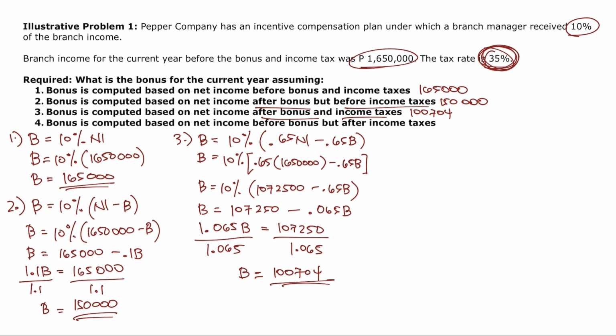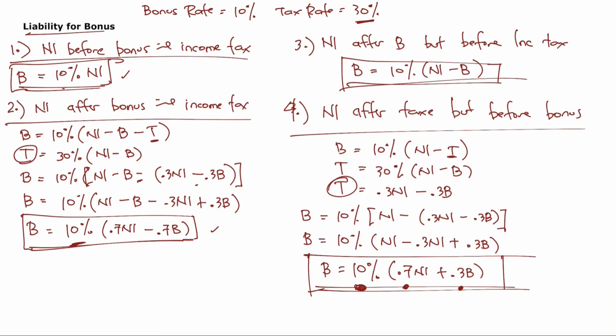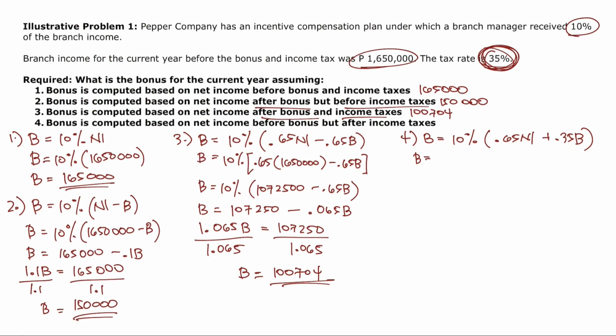Then next, punta tayo sa requirement number 4. What do we have here? Here, bonus is computed based on net income before bonus but after income tax, no? So, kapag before bonus and after income tax tayo, B will be equal to the bonus rate of 10% times 0.65 net income kasi hindi yun nagbabago. But since before bonus tayo, magiging plus 0.35 B tayo dito based on our solution a while ago. Okay? So here, bonus will be equal to 10% of 0.65 net income, which is 1,650, okay, plus 0.35 B.